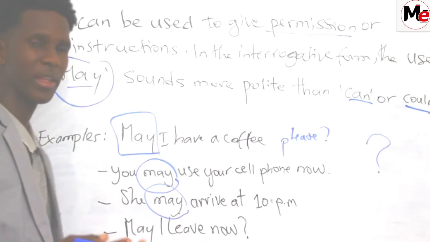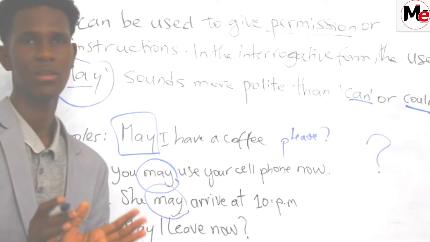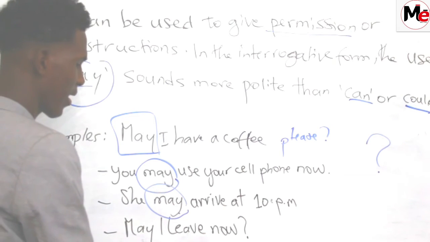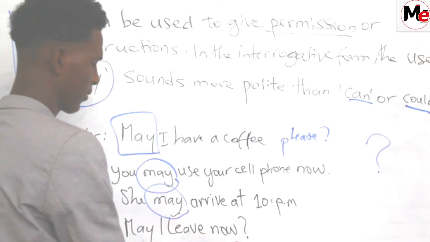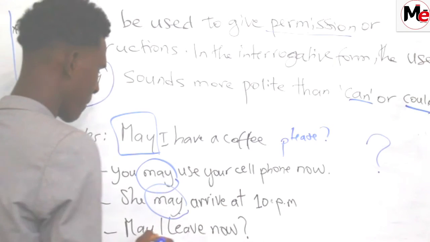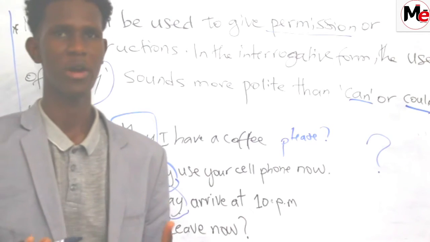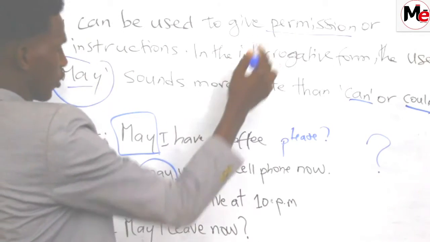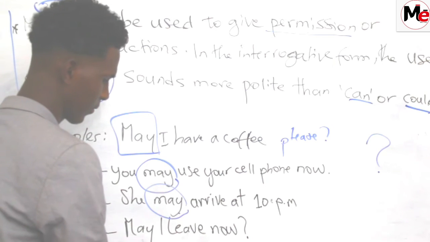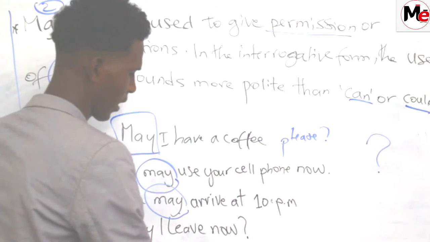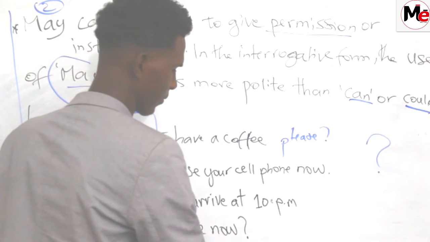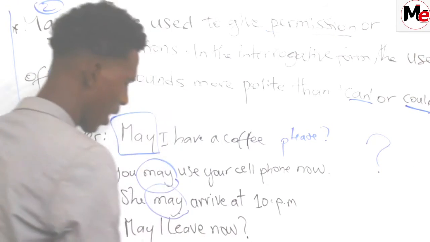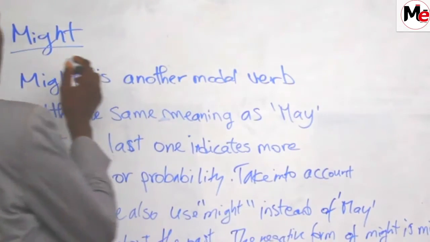And may I leave now? This is asking for permission also. May I leave now? This is asking for permission. So may is possibility and permission. These two apply to may.